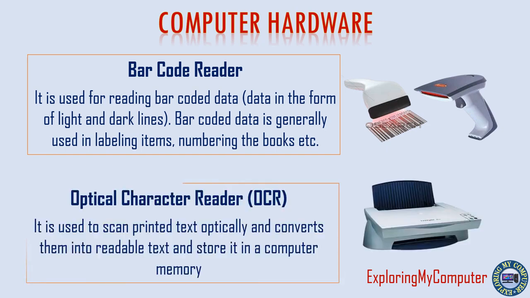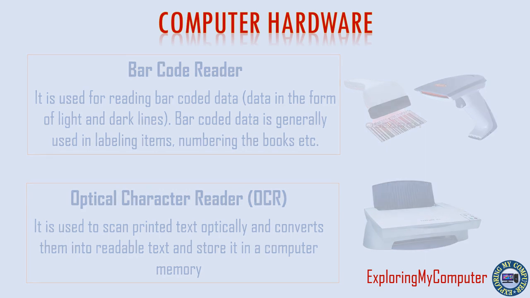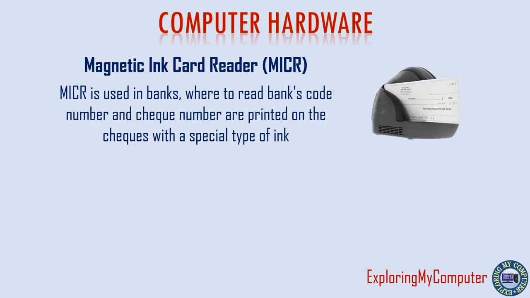Optical character reader, OCR. It is used to scan printed text optically, convert it into readable text and store it in computer memory. Magnetic ink character reader, MICR. MICR is used in banks, where the bank's code number and check number are printed on the checks with a special type of ink.